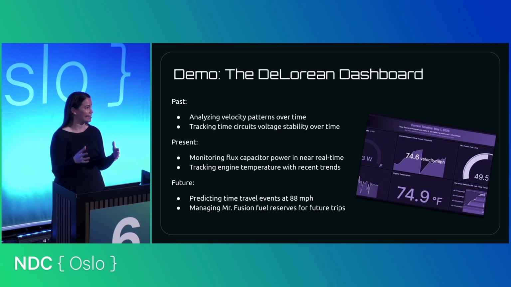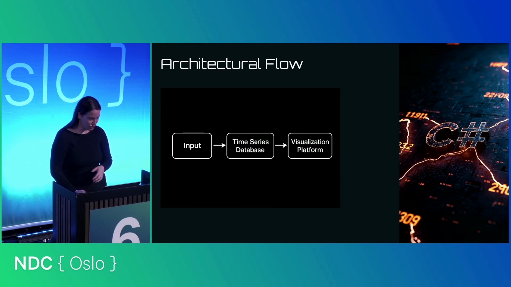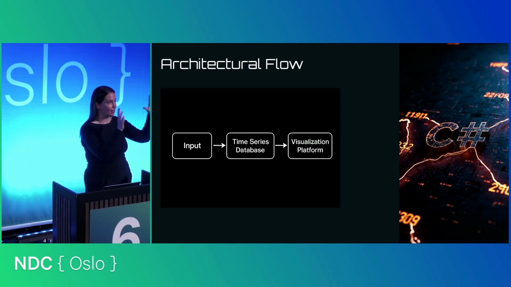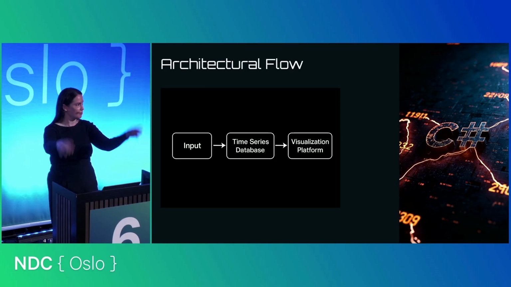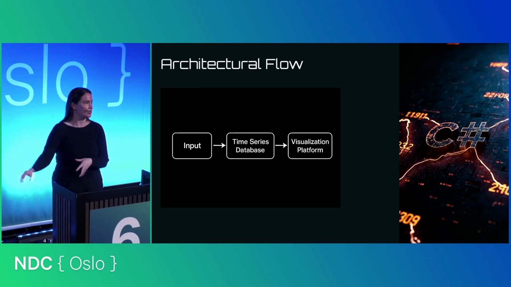I have this also checked into a GitHub repo for you too if you want to play around with it later. But I figure we could also just go through the architectural flow. Our .NET application generates simulated DeLorean metrics, everything from the velocity to the power levels. And we're basically just taking inputs, putting them into some time series database, and then using a visualization platform.